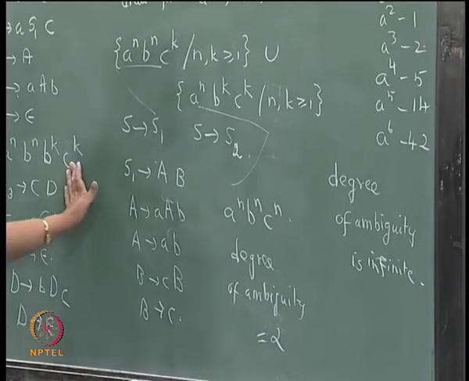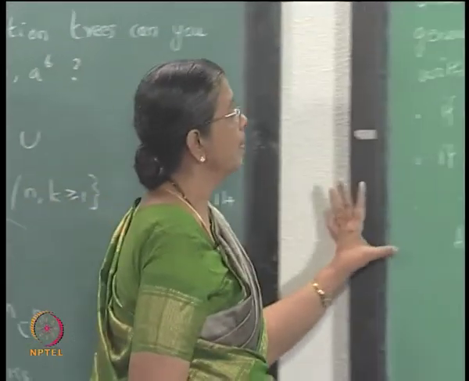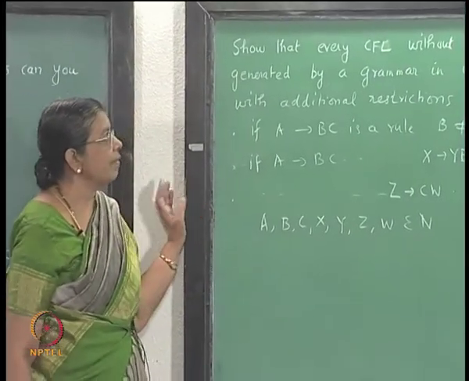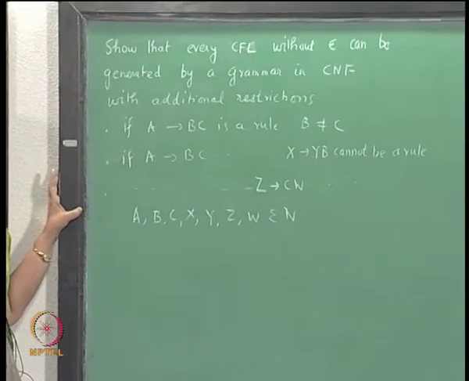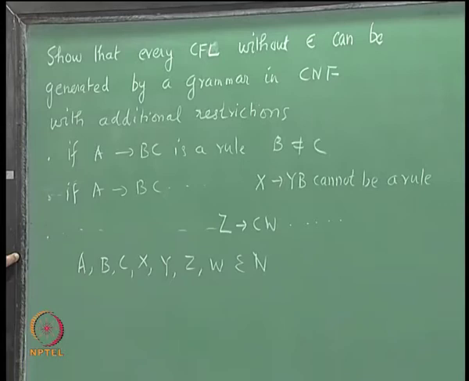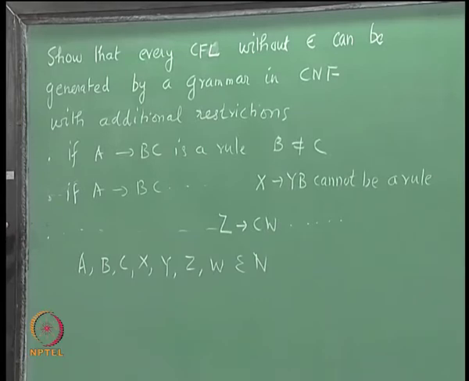Now, let us consider this problem. Show that every CFL without epsilon can be generated by a grammar in CNF with additional restrictions. If A goes to BC is a rule, then B is not equal to C. If A goes to BC is a rule, X goes to YB cannot be a rule. Similarly, Z goes to CW cannot be a rule.